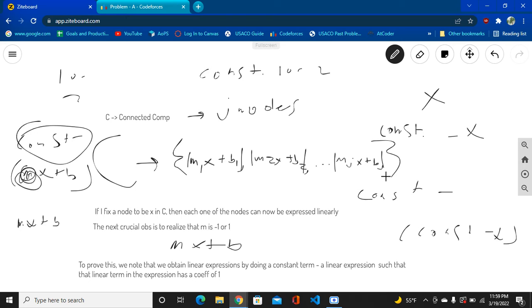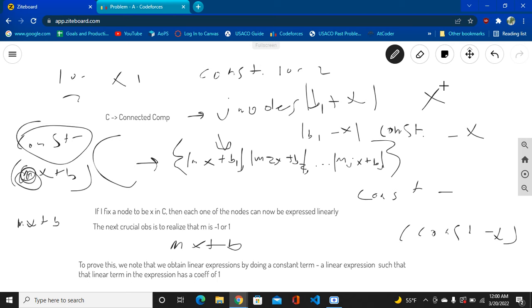And here is the elegant, absolutely mind blowing observation. Since we know that it's an absolute value, let's say there are two cases, right? m is -1 or 1. Let's just take this node right here. It can be b1 plus x, or it could be the case where it's -1.